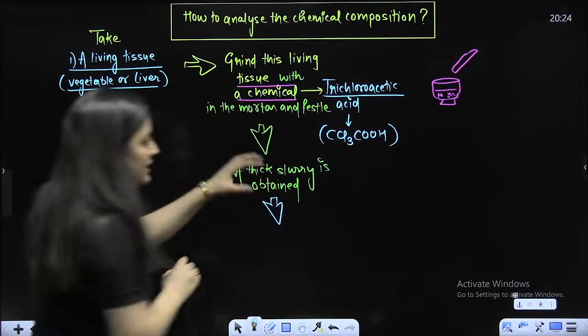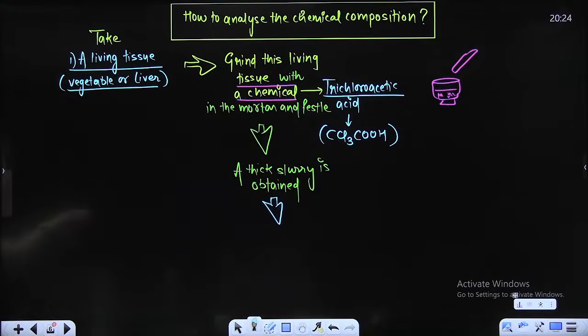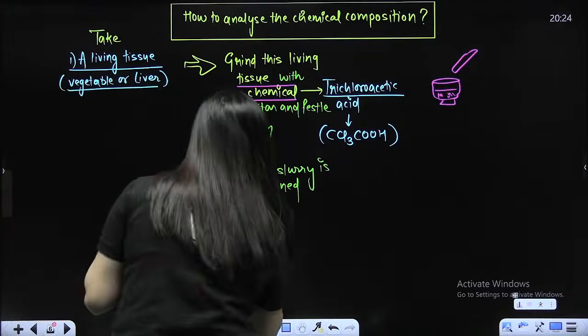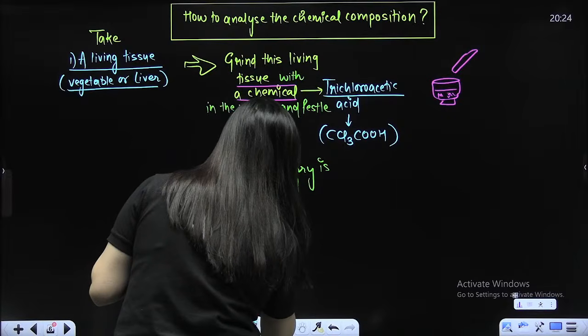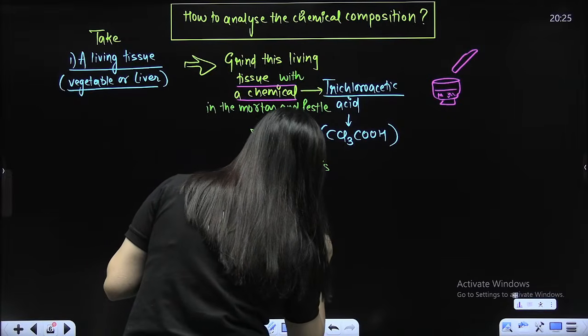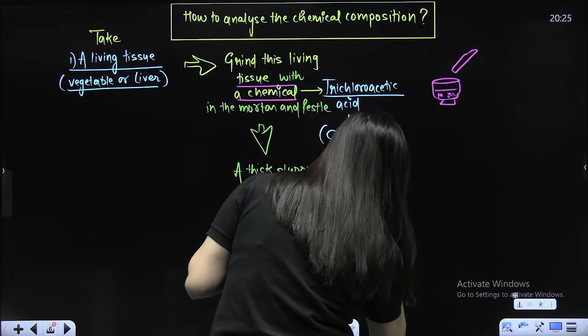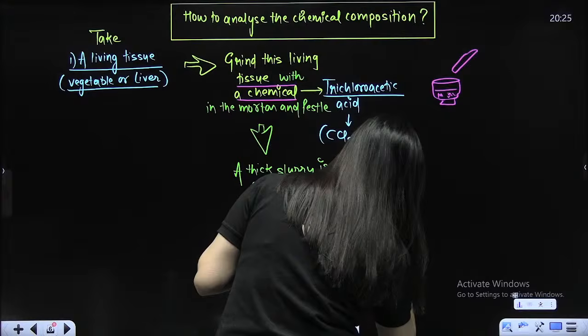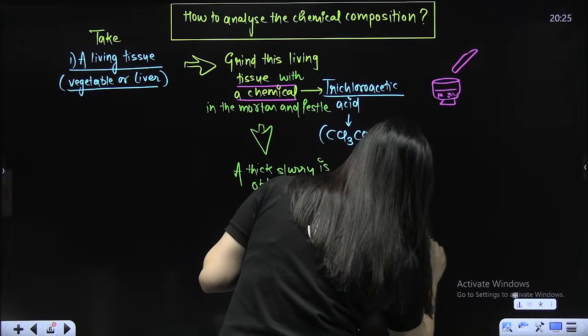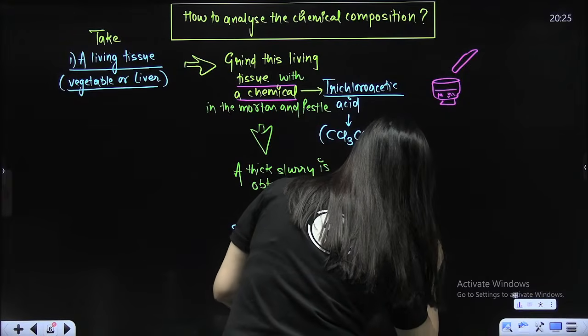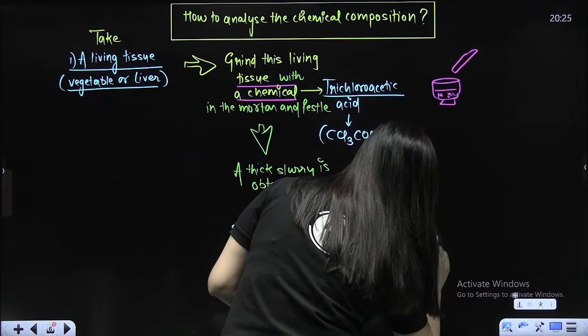You will try to filter that out, right? That slurry will be there. Now we have to strain this slurry. We can use cheesecloth. We can use cotton cloth, anything. So strain the slurry with cheesecloth or cotton cloth, anything you can use. Okay. So we have to strain it.